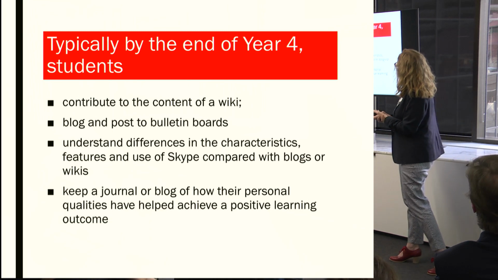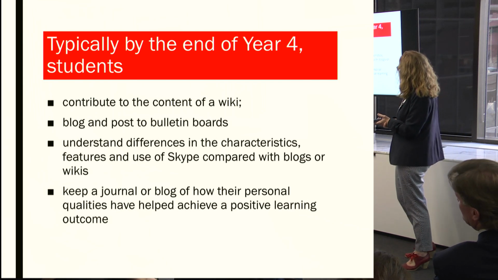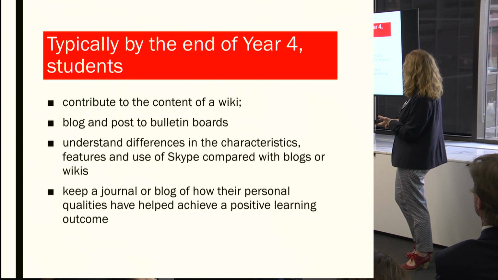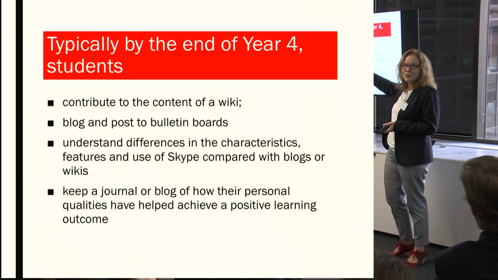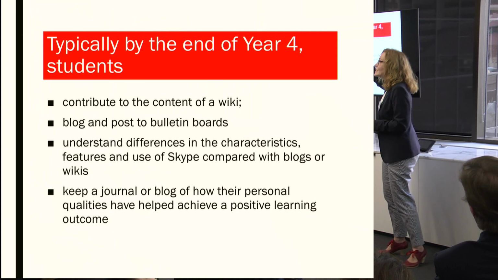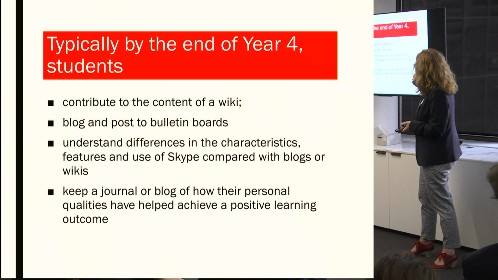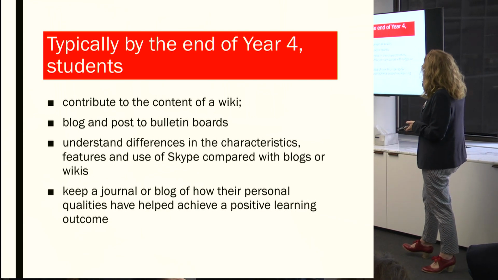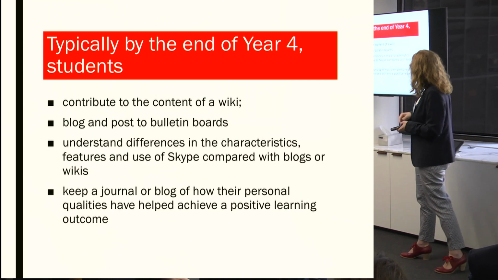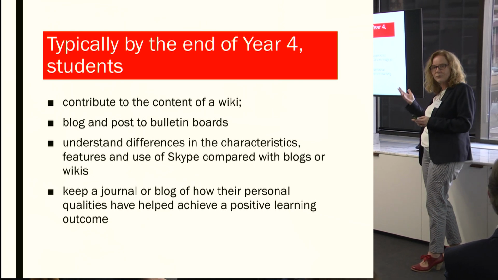Typically by the end of year 4, students are contributing to the content of a wiki. They're blogging and posting to bulletin boards. They're understanding differences in the characteristics, features and use of Skype compared with blogs or wikis. And I'm wondering what happens with children getting access when they're on school sites and how they've got to power down when they come to school because they've got more advanced technologies at home. And there are some processes in place with systems of education that create a bit of a hurdle there for teachers to execute this curriculum. Also by the end of grade 4, they're keeping a journal or a blog on how their personal qualities have helped achieve a positive learning outcome, as an example.